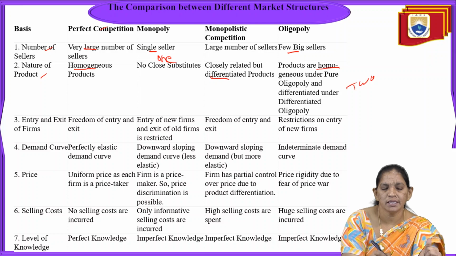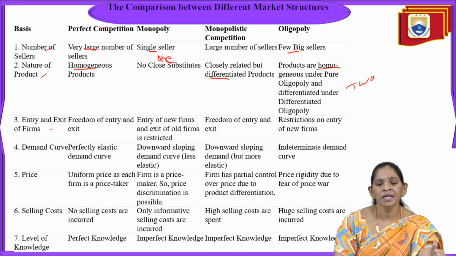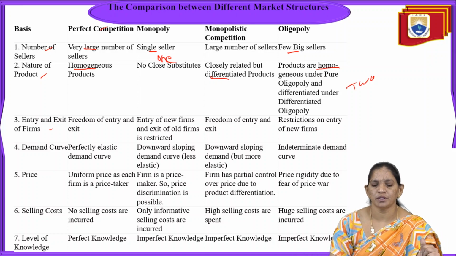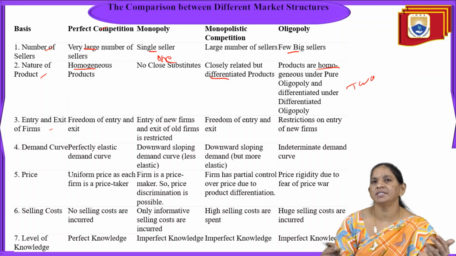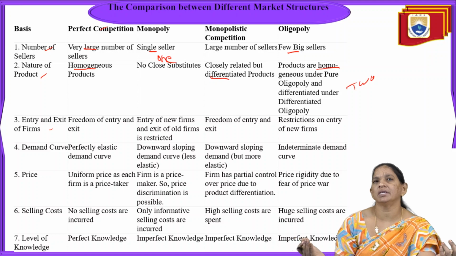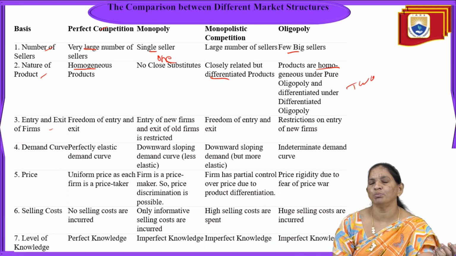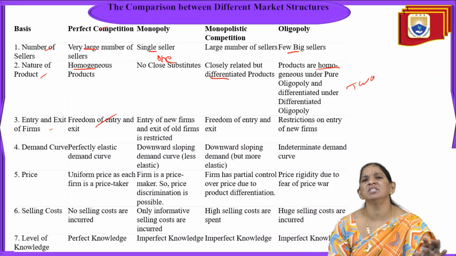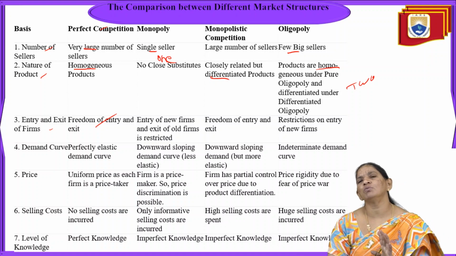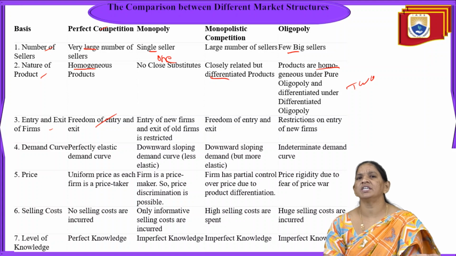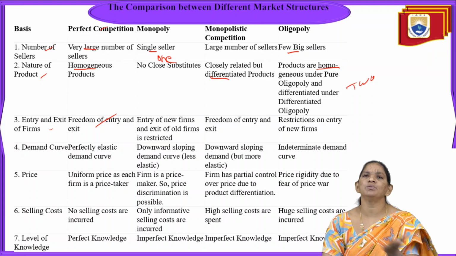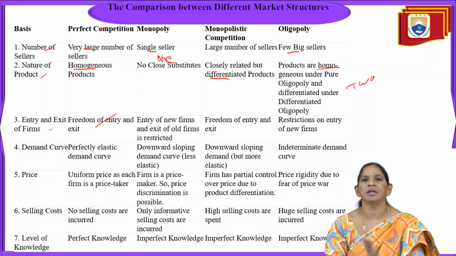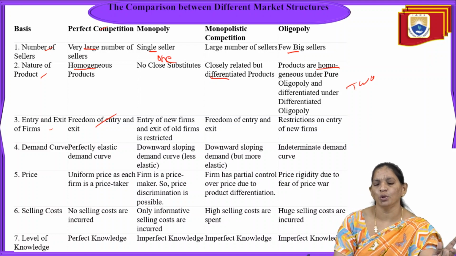So the third point is regarding the entry and exit of the firms, meaning firms coming into the market and leaving the market. In perfect competition, as we have seen, there is freedom of entry and exit. Whenever the producer wants to sell the goods, he can enter the market. If he doesn't want to sell the goods, he can leave the market. This means no barriers are there in perfect competition.